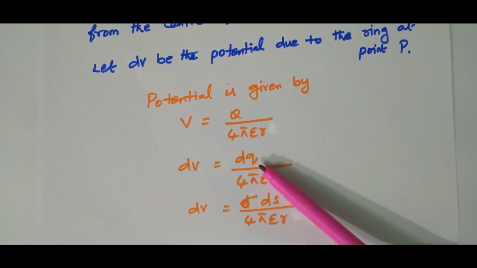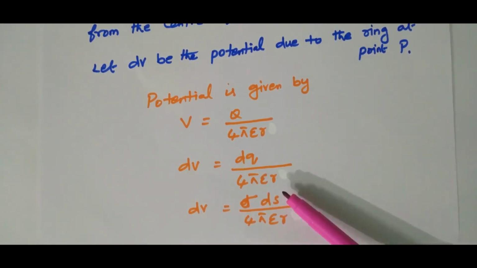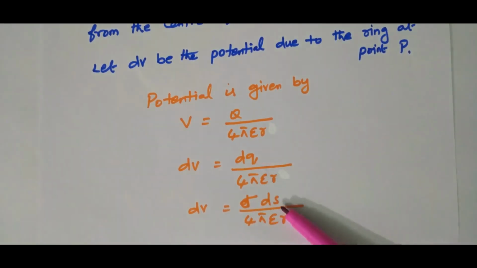dV equal to dq divided by 4 pi epsilon r. But dq is nothing but sigma into ds, where sigma is the surface charge density. So dV equal to sigma ds divided by 4 pi epsilon r. After substituting all the values, we get this expression.